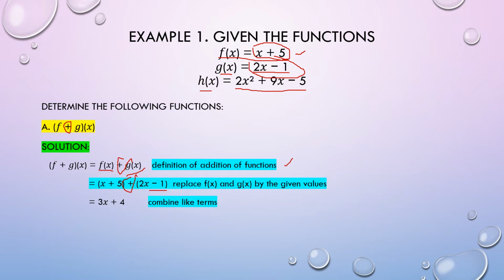So, in here, as you can see, we have x. We add it with 2x. They are like terms. Why? Because they have the same variable, which is x. Okay, so we have x plus 2x, we have here 3x. And we have here 5 and 1. They are constant terms, so we're going to combine them. So we have 5 minus 1 here. We have here 4. Okay? So do you have any question on that?